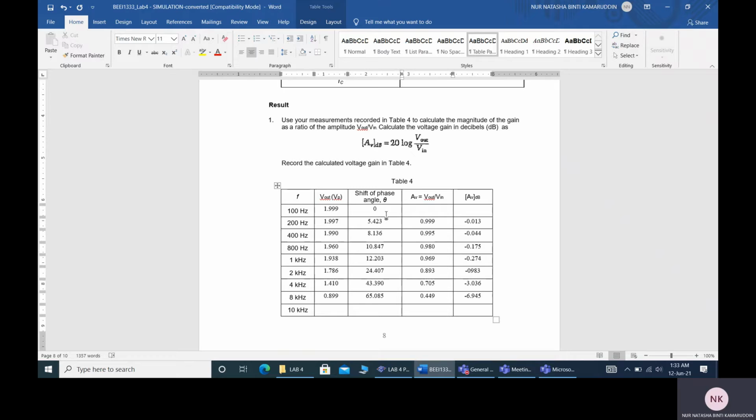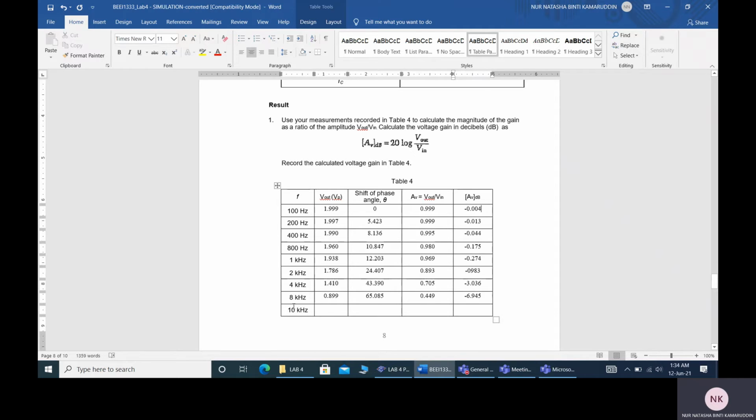AV is V out over V in, which is 0.999, and AV dB is this formula. We get negative 4.344 times 10 to the power of negative 3, which is negative 0.004.